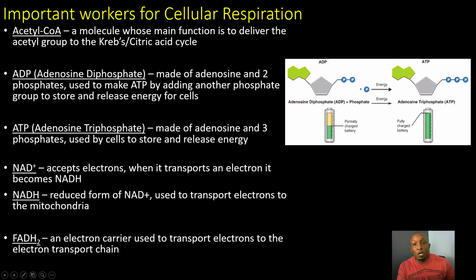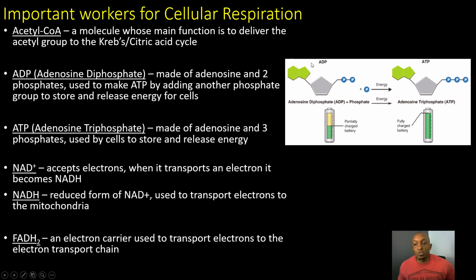A brief overview of our important workers for cellular respiration. We'll start off with acetyl-CoA, a molecule whose main function is to deliver the acetyl group to the Krebs, or citric acid, cycle. Followed by ADP, which is short for adenosine diphosphate. It's made of adenosine and two phosphates, and is used to make ATP by adding another phosphate group to store and release energy for cells. Then we have ATP, which is short for adenosine triphosphate. It's made of adenosine and three phosphates, used by cells to store and release energy.